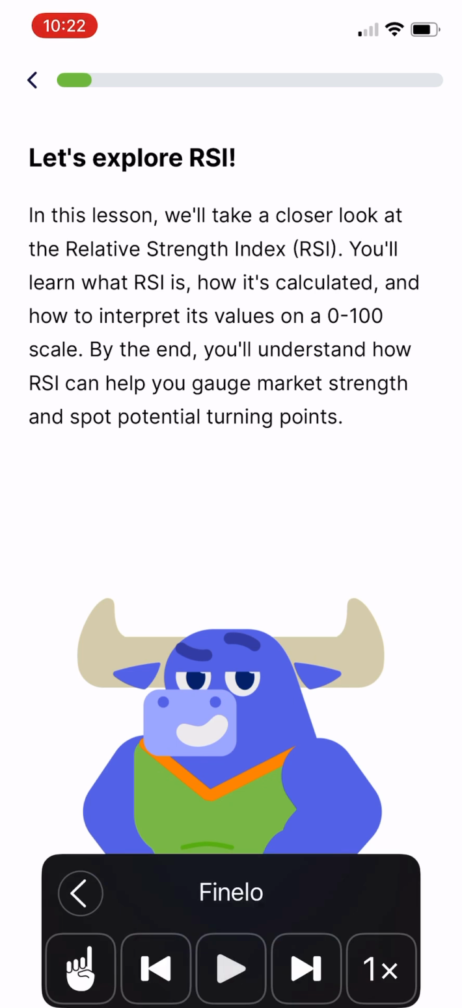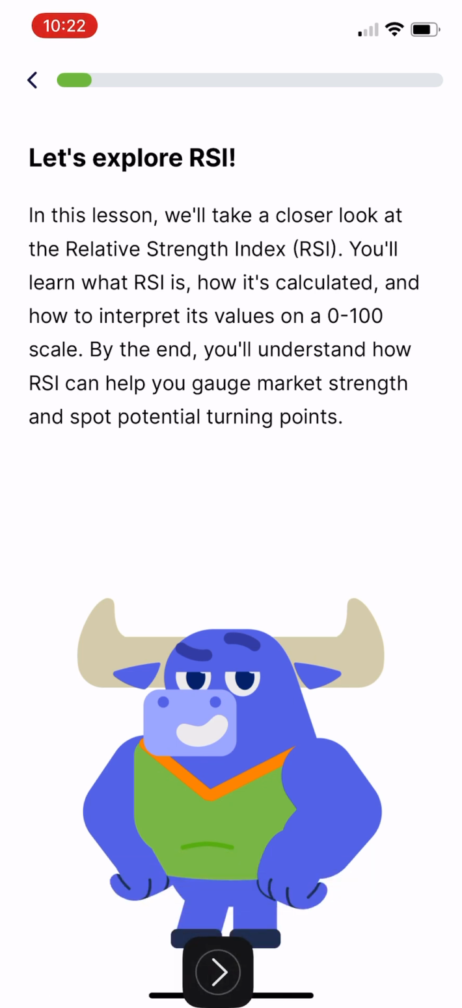Let's explore RSI. In this lesson, we'll take a closer look at the Relative Strength Index, RSI. You'll learn what RSI is, how it's calculated, and how to interpret its values on a 0-100 scale. By the end, you'll understand how RSI can help you gauge market strength and spot potential turning points.